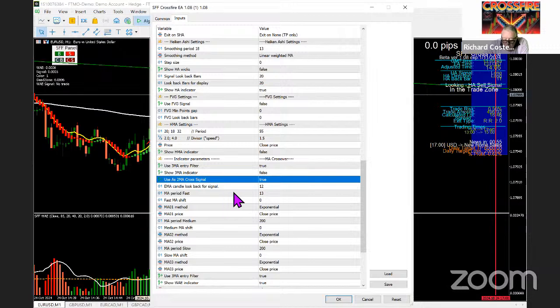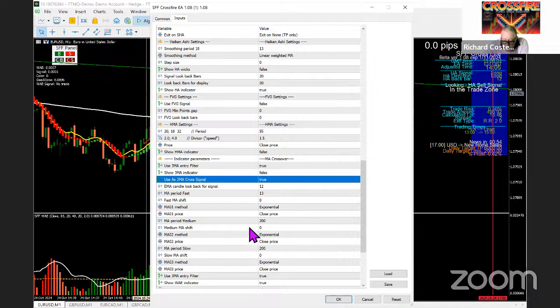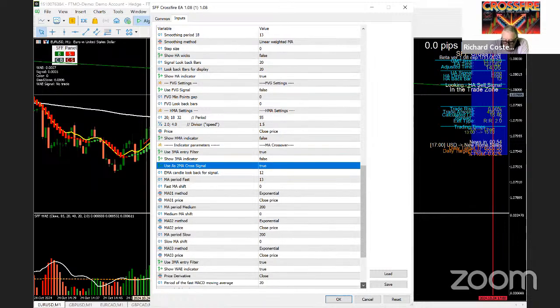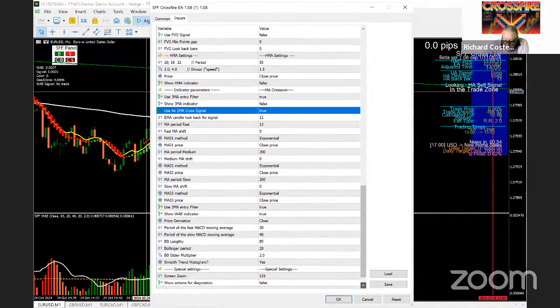The MA period, which is that 13 moving average, is also set to 13. The other 2, the medium and the fast, are both set to 200. So I've got a 13 moving average and I've got a 200 moving average. And apart from that, I don't think I've changed anything below there.